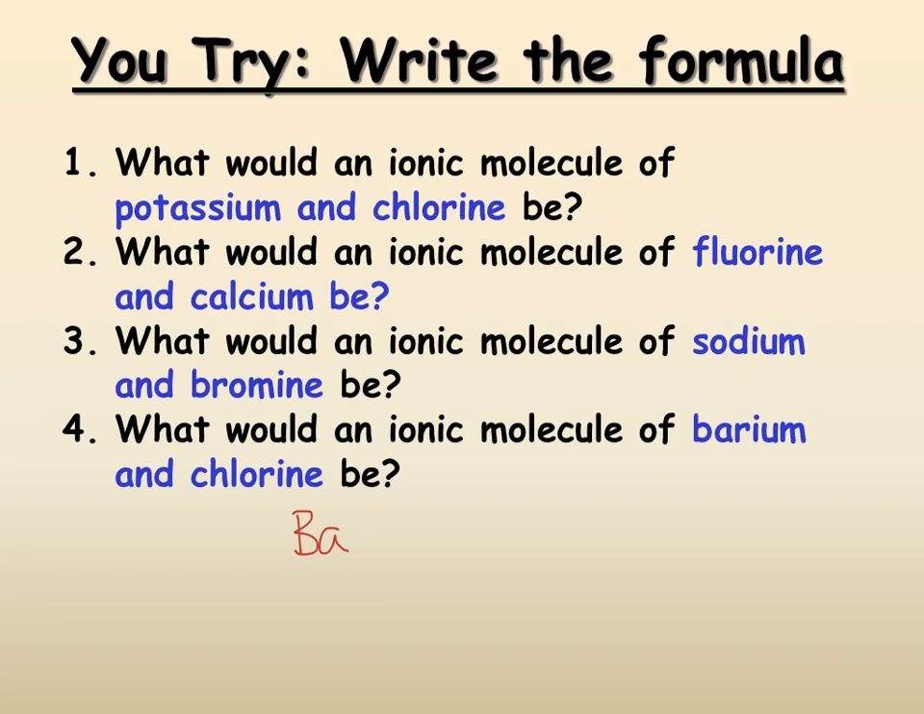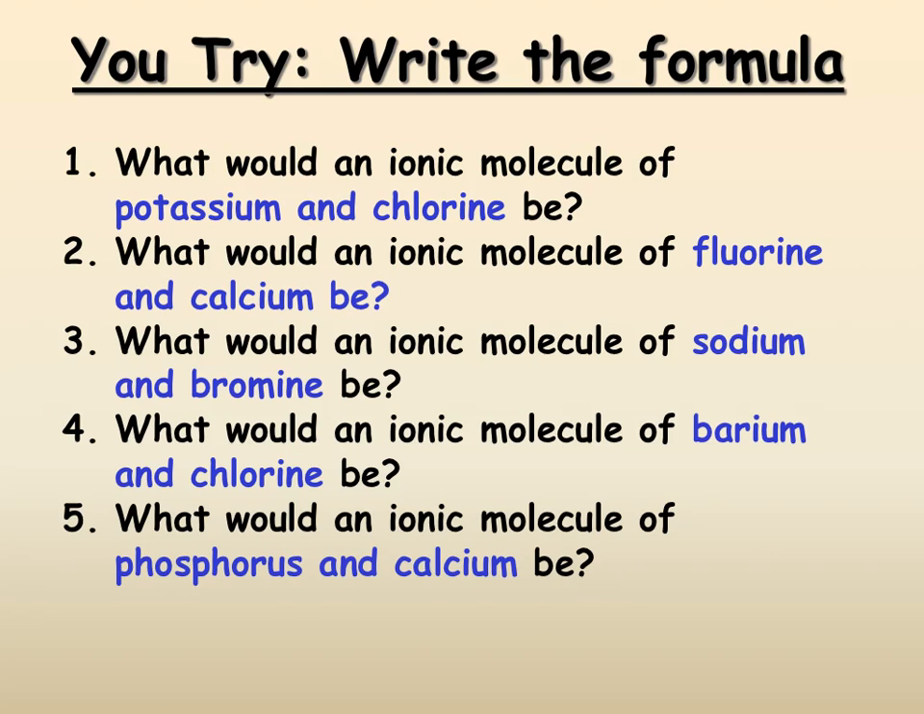Barium makes a 2+ cation. Chlorine makes a -1 anion. So we have 2 positives. To cancel that out, we'll need the 2 negatives, which means we need 2 chlorines, or barium chloride.